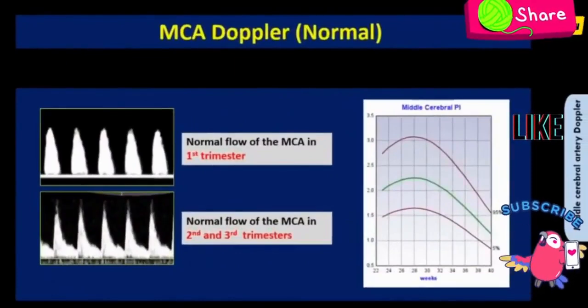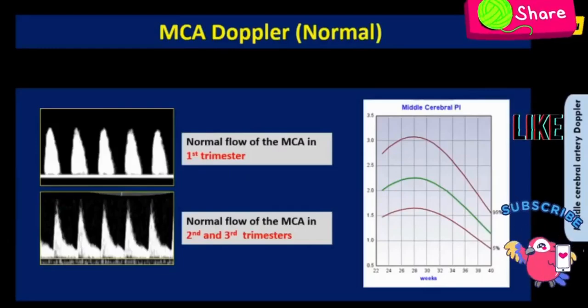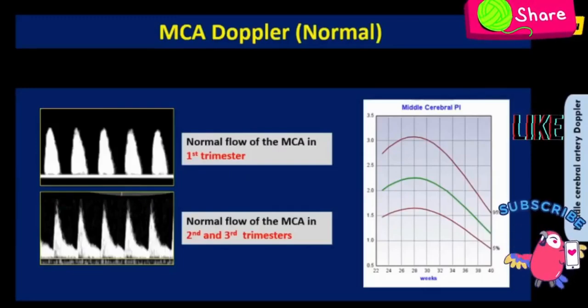Normally, middle cerebral artery has high peak systolic velocity and low end diastolic velocity. In normal circumstances, as you can see in these images, the diastolic flow is absent in the middle cerebral artery in the first trimester. With advancing gestation, the diastolic flow is established with low end diastolic velocity. The normal pulsatility index of the middle cerebral artery should be above the 5th percentile for gestational age.